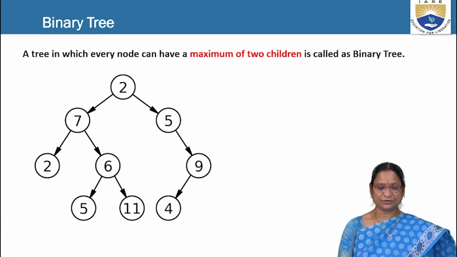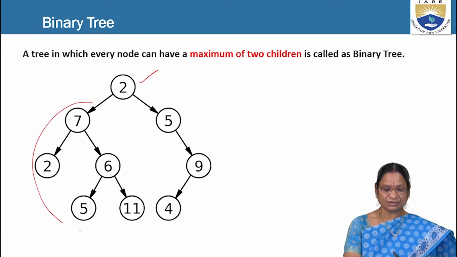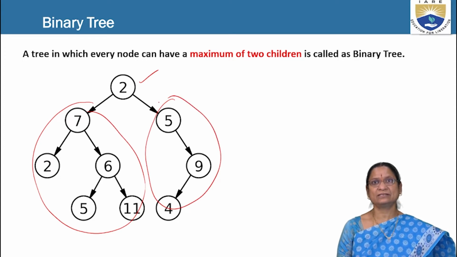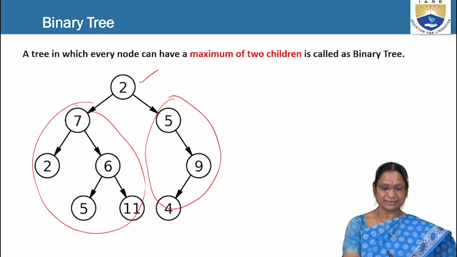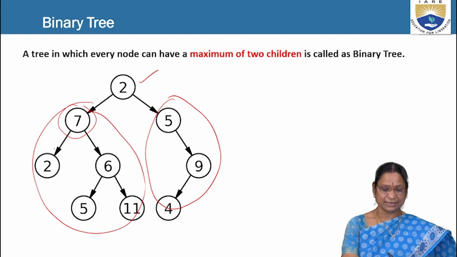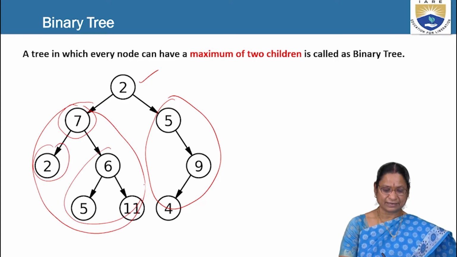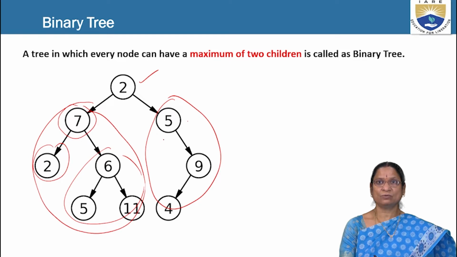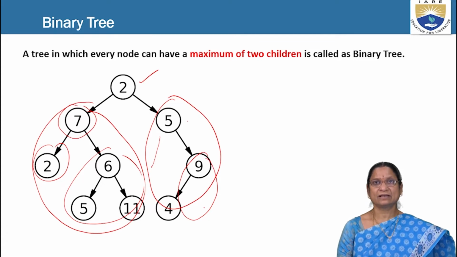For example, here, if you observe, this is a tree. 2 is the root here, and 2 has 2 children, that is, a left subtree and a right subtree. Again, the left subtree's parent is 7, so 7 is a root again, and it again has a left subtree and a right subtree. 5 is a root again. It has only one child, because the left child is not there. Only the right child, so the right subtree is available.